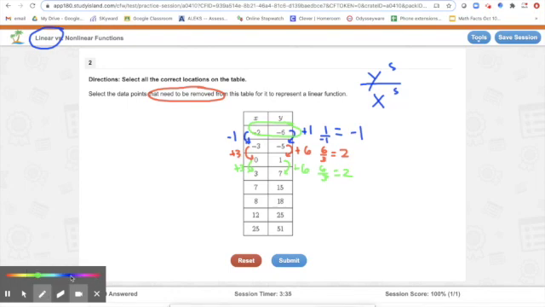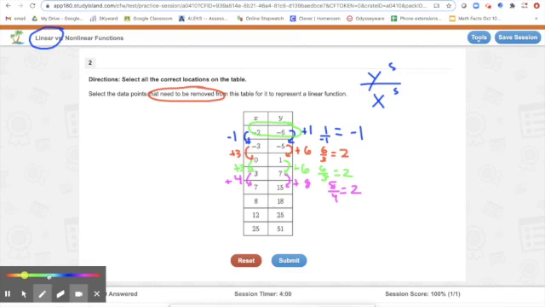All right, let's continue on here. So to go from 7 to 15, we're going up 8. And to go from 3 to 7, we're going up 4. And 8 over 4 equals 2. So that's good. Those points are good.